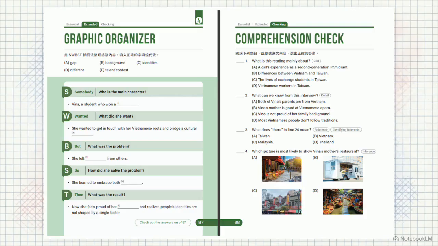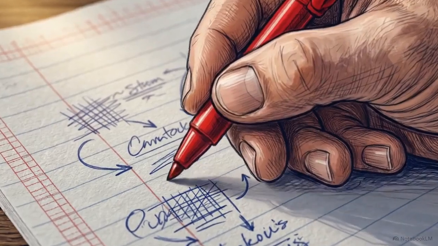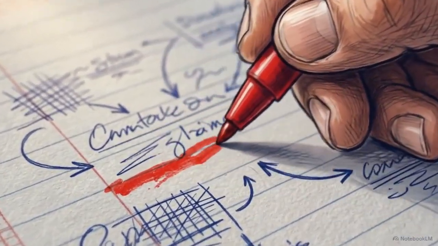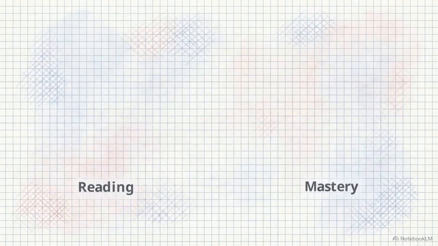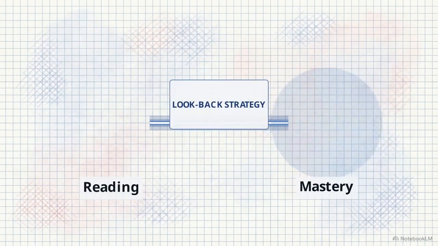Let's review the completed exercises. Every blank and multiple choice answer is now supported by a clear trail of evidence. You haven't relied on a gut feeling. Because you marked the text, you have concrete proof for every choice you made. Consistently applying this look-back strategy bridges the gap between simply reading words and truly mastering comprehension.